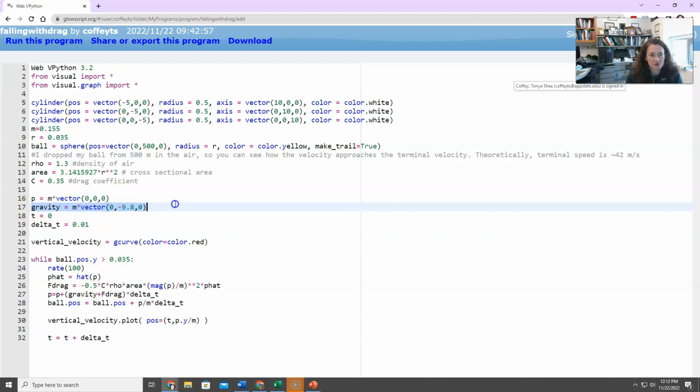I have the force of gravity, which I've called, not very originally, gravity, which is mg. And remember here, m I defined by mass, and then g is 9.8 meters per second squared down. So that's why it's in the y position here in negative.